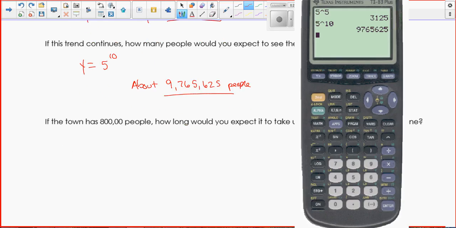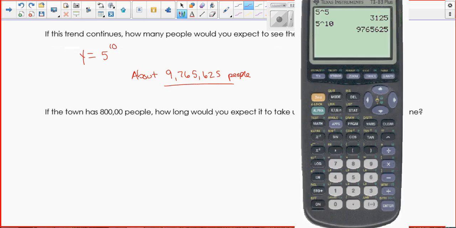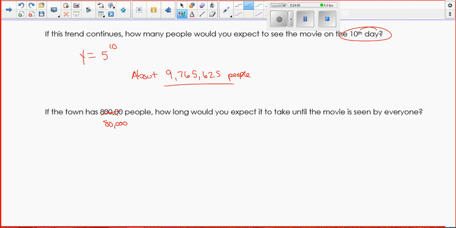Okay. Let's say, sorry, thought I fixed this in yours. This is supposed to be 80,000. It might be right in yours. If the town has 80,000 people, how long would you expect it to take until the movie is seen by everyone? Well, 80,000, now we're talking about people, is our y value. So again, here's your function. X is talking about our days, y is talking about our people, so that means that y is 80,000, which is equal to 5 to the x power.